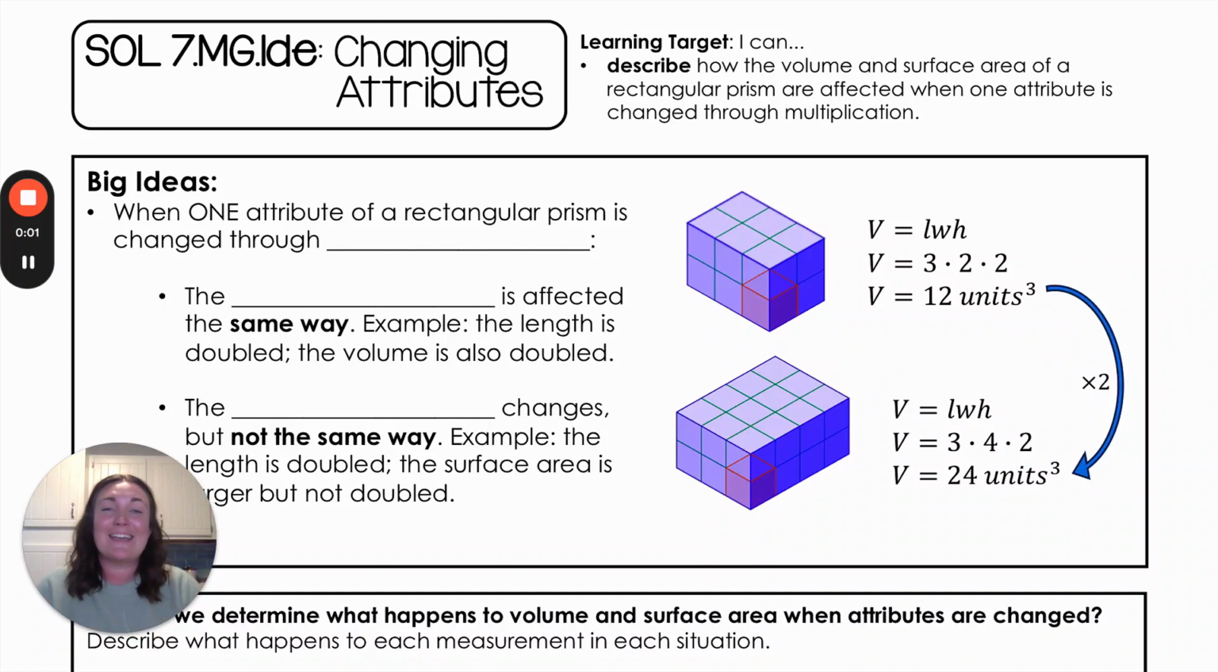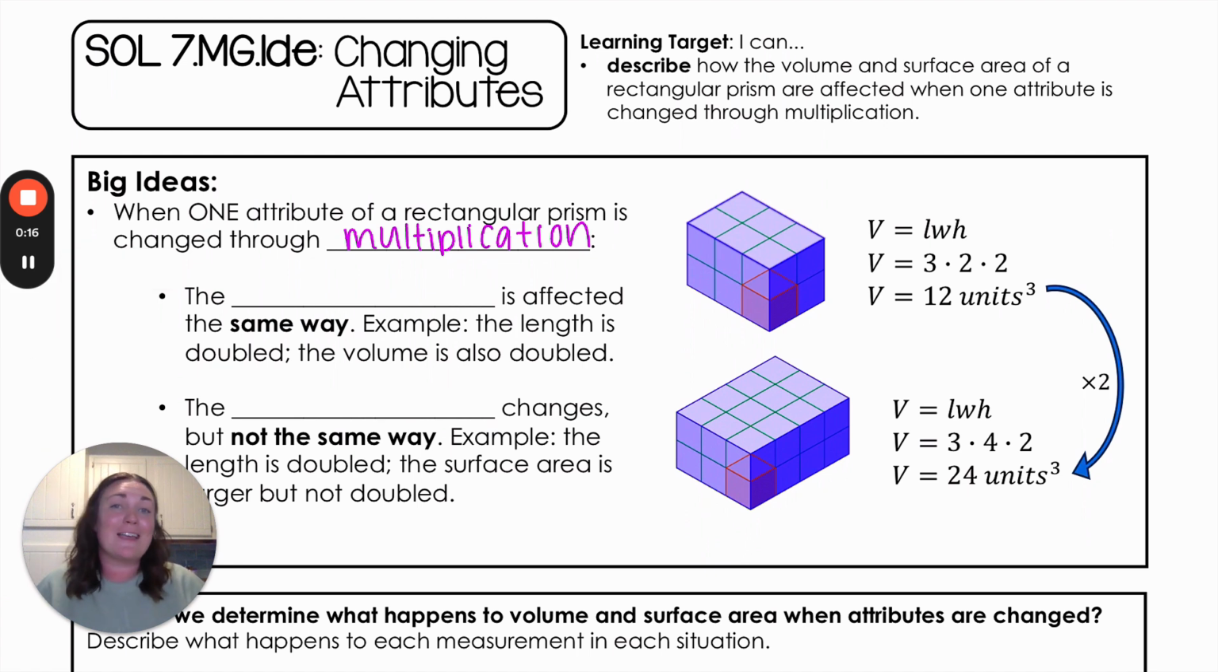Hello everyone, today we are talking about changing attributes. So we are going to be changing one attribute, either length, width, or height of a rectangular prism and seeing what happens to the volume and the surface area. Now we are talking specifically about changing these attributes through multiplication.